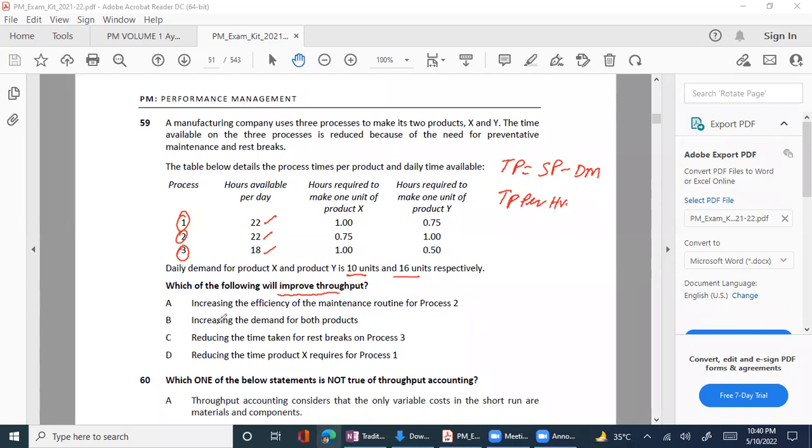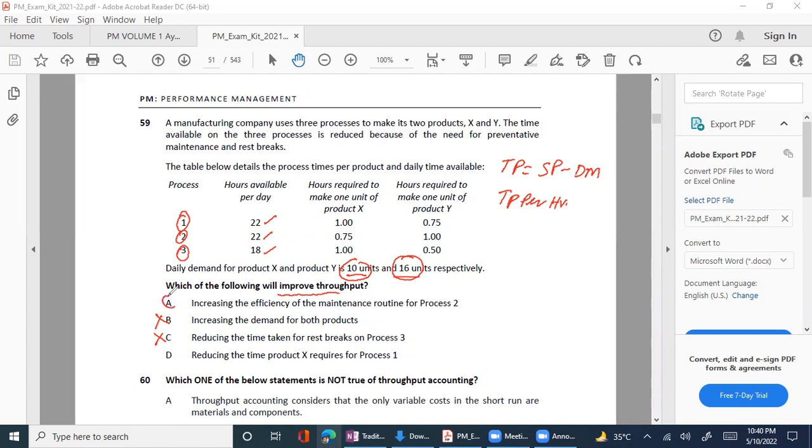If we move to option B, increasing the demand for both products. If there is an increase in demand, there will be no effect on the throughput or throughput per hour. So B is not the relevant option. Option C, reducing the time taken for the rest breaks. If the time is reduced, it will not improve our ratio. Option D, reducing the time product X requires for process 1.